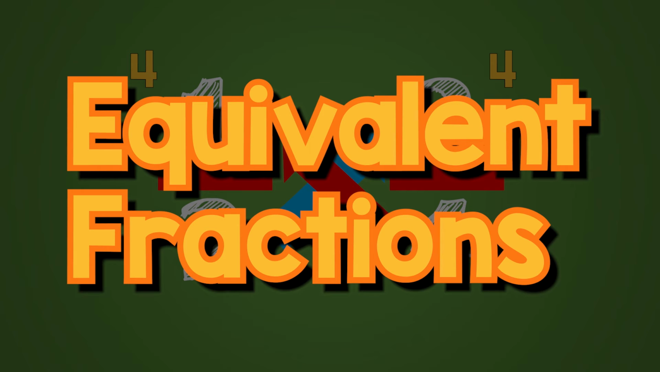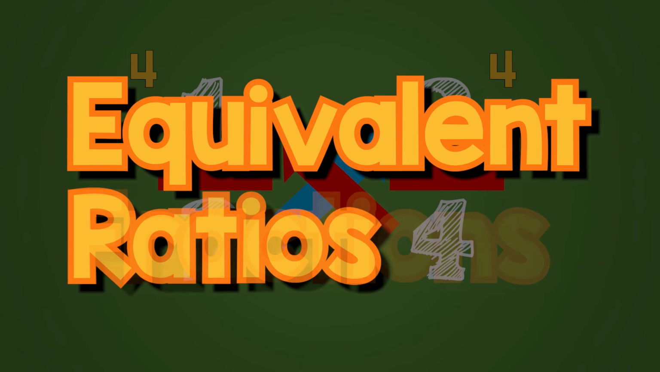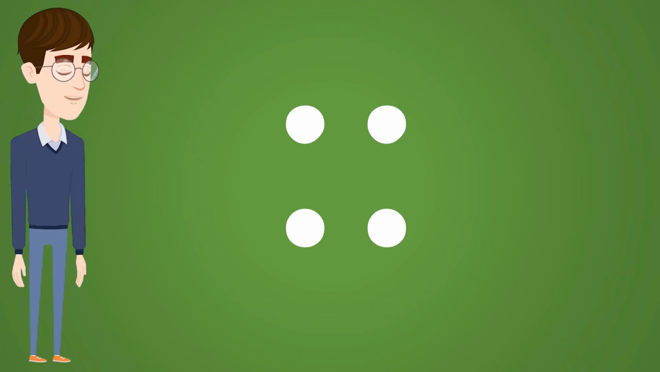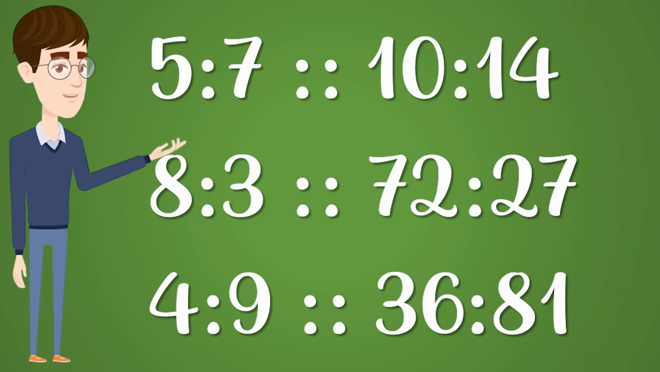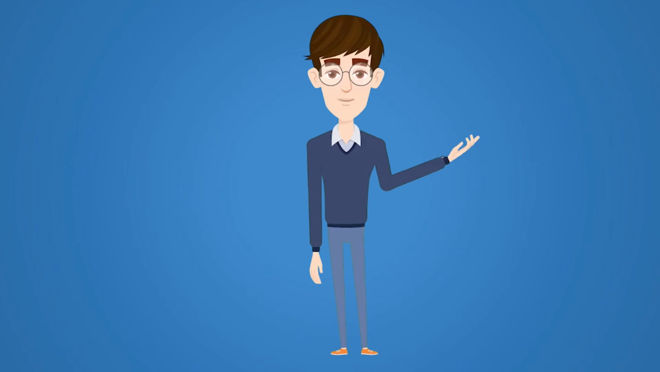Equivalent fractions. Yep. Remember I told you in the previous video that ratios are a lot like fractions. So we can see that these ratios are equivalent ratios, or a better term would be proportions. The equals sign is the sign for proportion. These are some examples of proportions. Now let's learn to find the missing value from proportions.